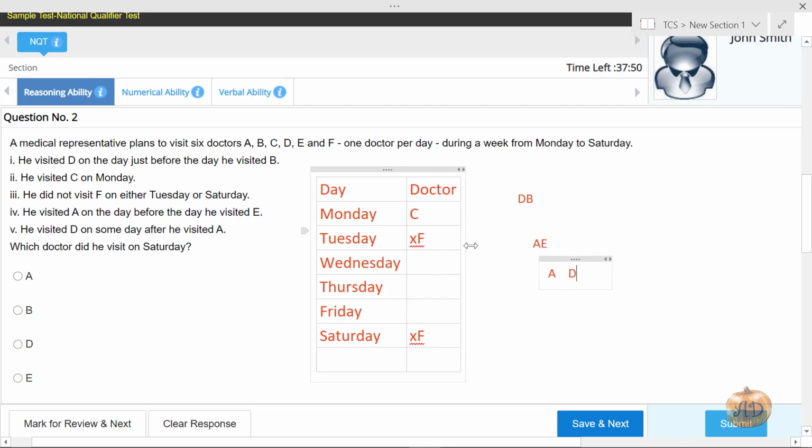Okay. Because he visited D after A. So now you know, if D comes here, then B will come here, and if A comes here, then E comes here, from these two conditions, because A and E are together and D and B are together. So it's like this. There's a gap between these two, and I have to set them on this particular list.